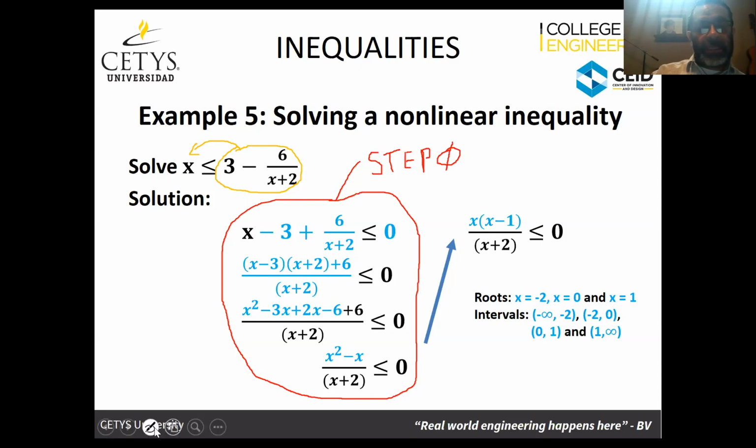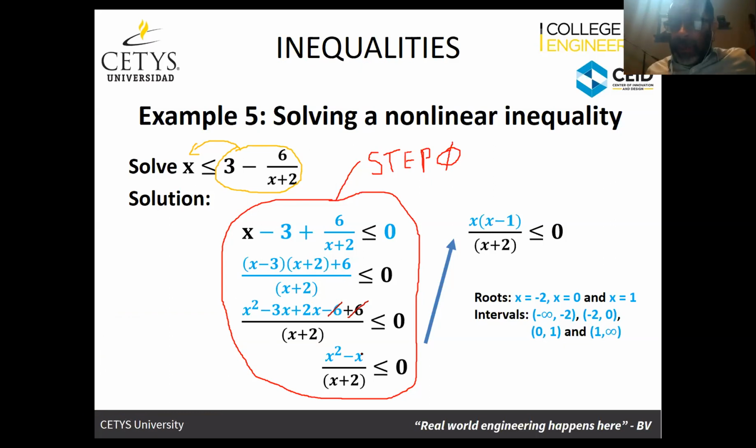With these elements that we've got here, we notice that the two 6's are going to cancel themselves out, okay? And so we're going to have x squared minus 3x plus 2x. Minus 3x plus 2x is minus x, and we've got x squared minus x, okay?